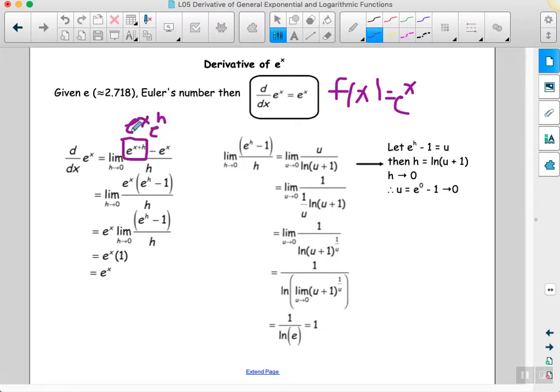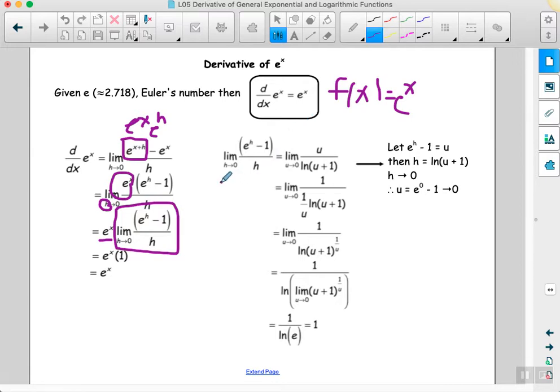So I could rewrite this as e to the x times e to the h, and then when I factor e to the x out, I will get e to the h minus 1. E to the x is not dependent upon the variable of our limit, which is h. So e to the x can be treated like a constant. It comes out in front, and then I'm left with the limit as h goes to 0 of e to the h minus 1 over h. However your calculus teacher presents it, the value of this is equal to 1. And e to the x times 1 is e to the x. So the derivative of e to the x is e to the x.